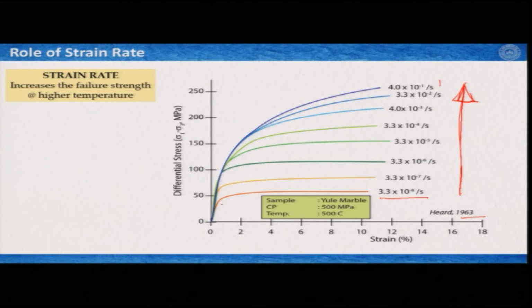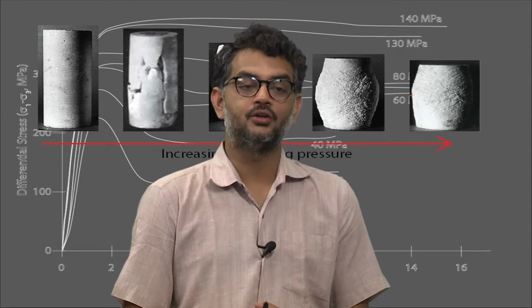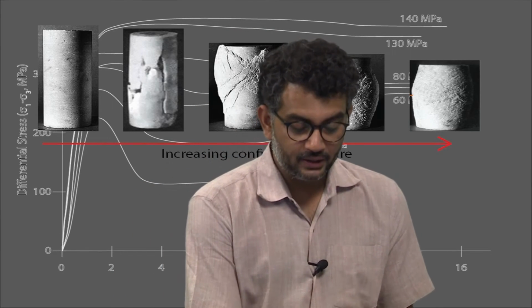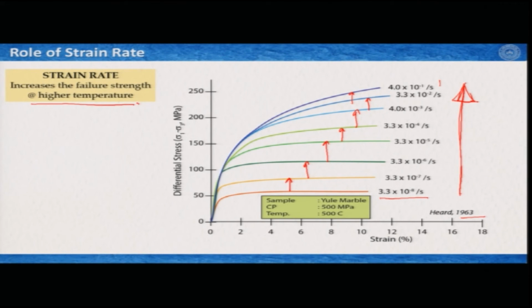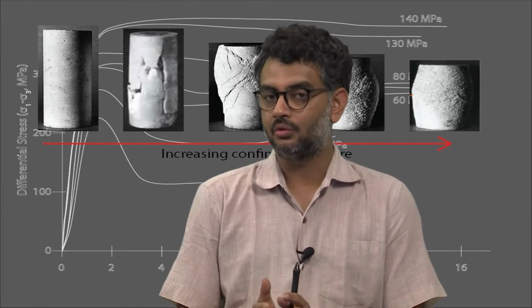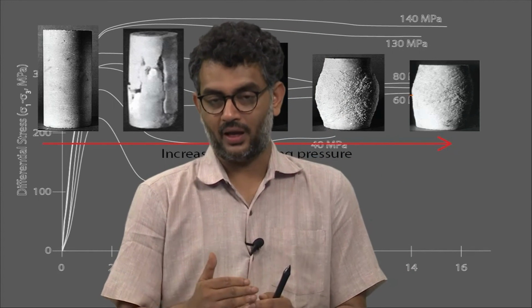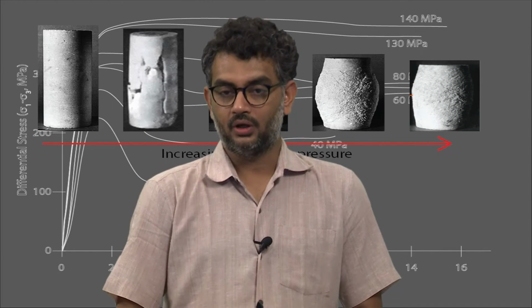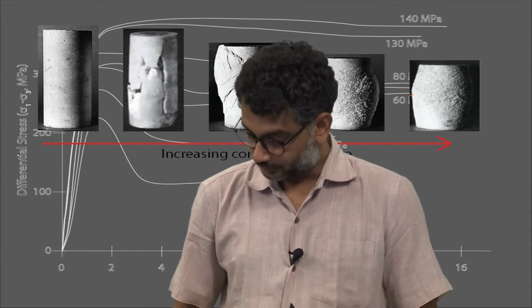And clearly, from all these curves we can see that with increasing strain rate, at each and every step, the flow strength or flow stress of this rock, this Yule marble, has increased. So, we can conclude that strain rate increases the failure strength. Now, one term is written here: at higher temperature. So, this is possible only at higher temperature. If you increase the strain rate, the strength increases, and this is probably due to the viscous behavior of the rock. So, you achieve viscosity and therefore, you increase the strength.